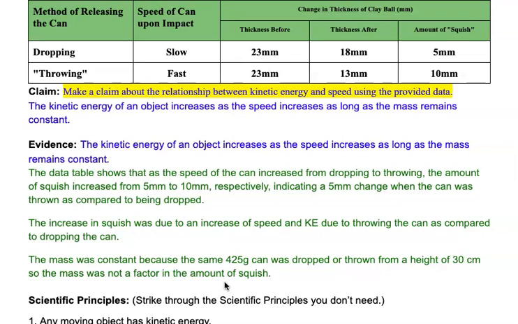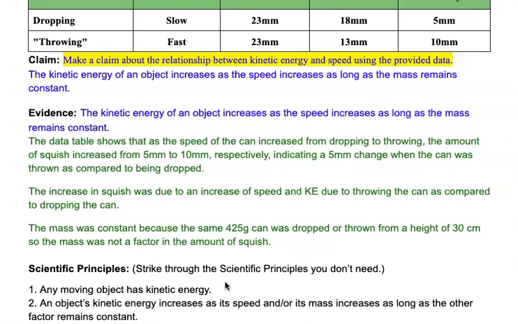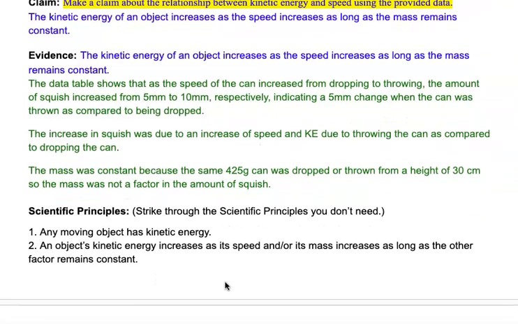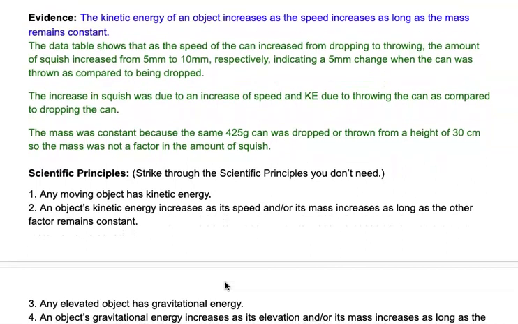So now I need to go through my scientific principles, and I can either strike through the scientific principles I don't want or don't need, or I can highlight the ones that I do want or the one that I need. Okay? So scientific principle number 1, any moving object has kinetic energy. That is true, so I'm going to leave that for a moment. Number 2, an object's kinetic energy increases as its speed and or its mass increases as long as the other factor remains constant. That sounds like a good one. So if I'm going to highlight something, that would be a good one to highlight.